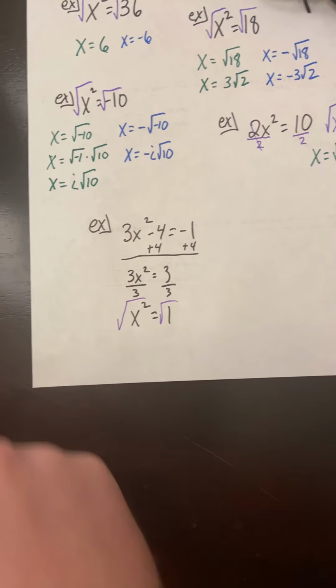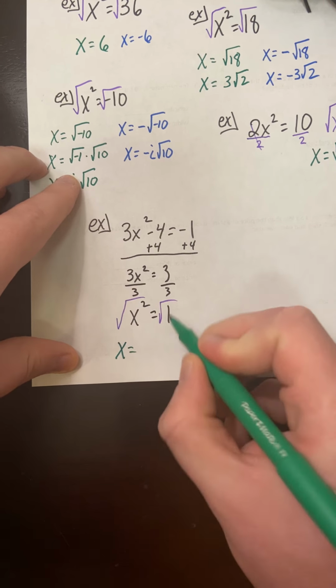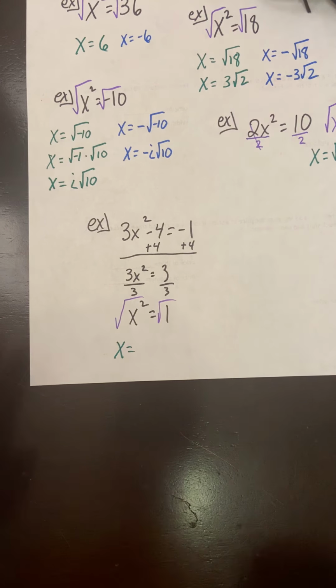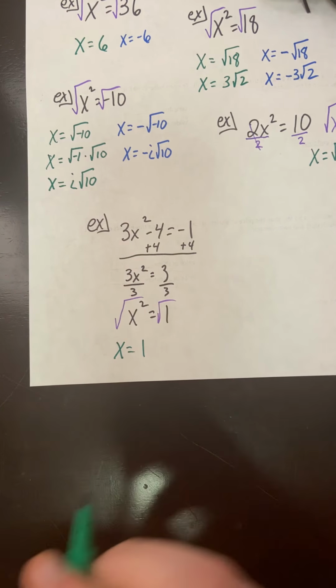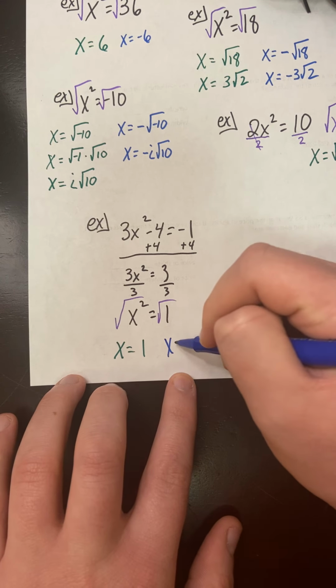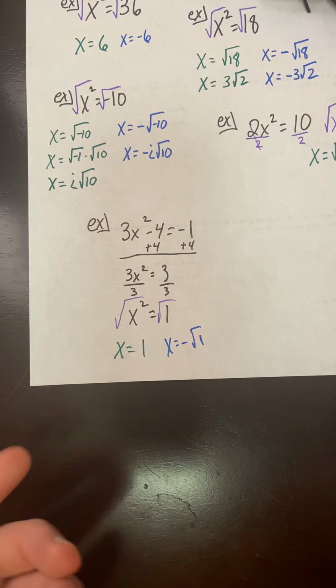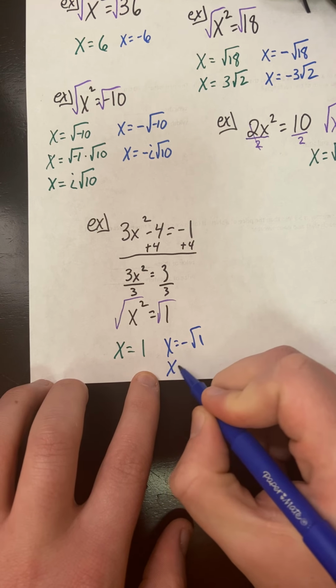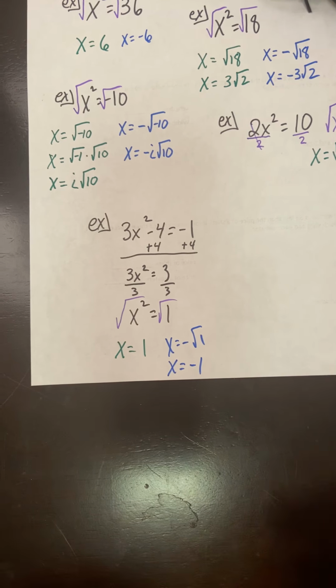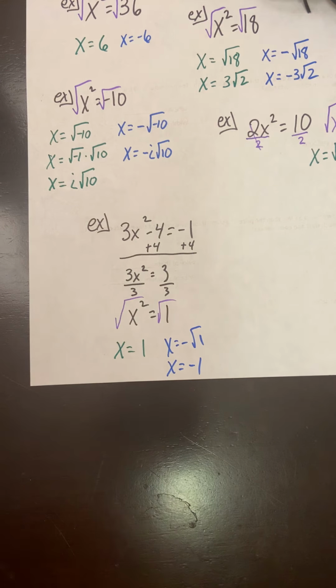Again, first case, the positive case, square root of x squared is x, and we have the square root of 1. Well, 1 squared is 1. And the negative case, x is equal to negative square root of 1. But the square root of 1, again, is 1. So we have two solutions here: x is 1, but also x can be negative 1.